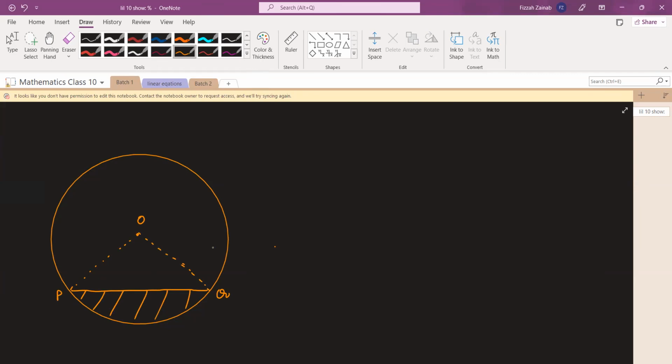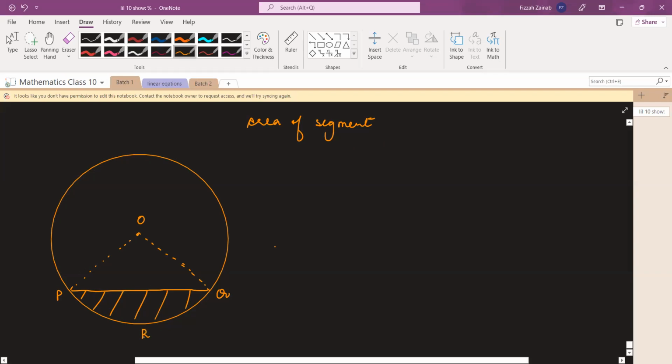So if I want the area of the segment, how will we name it? Let us put some point here, say R. R can be anywhere; it just differentiates the part. If I write only PQ, it will become a chord, and because I'm referring only to the lower part, I put a point R here. So I'm calling it the area of segment PQR. I hope you understand now.